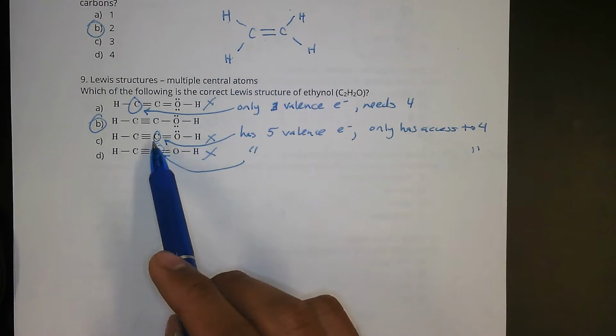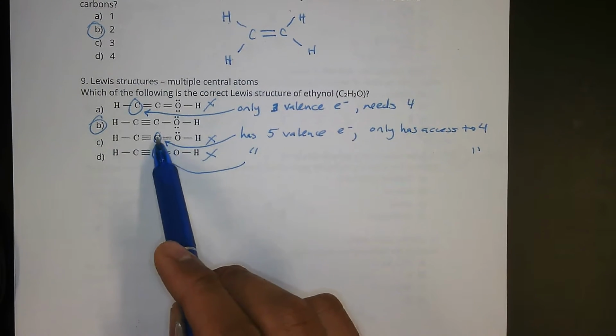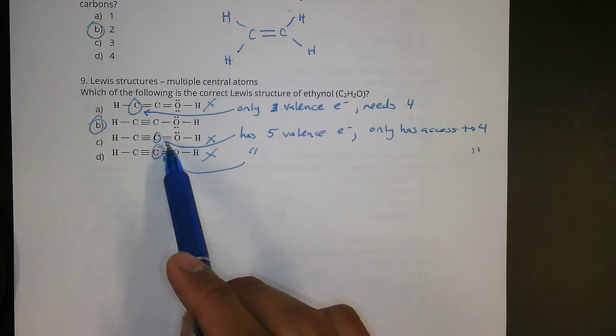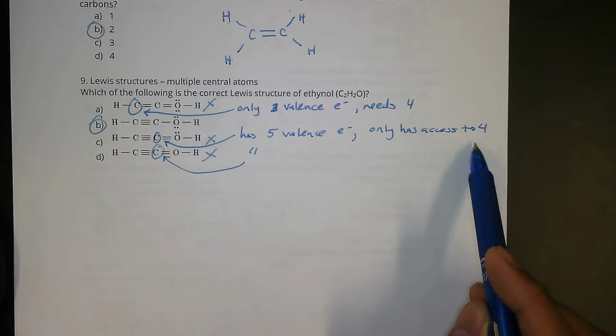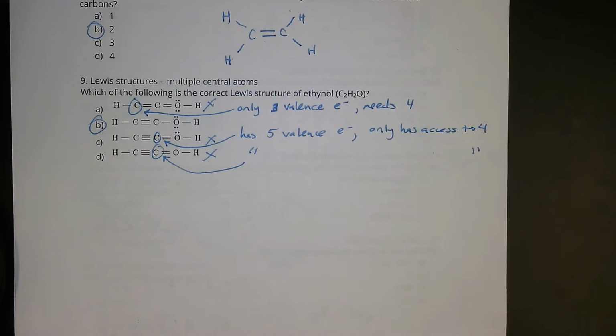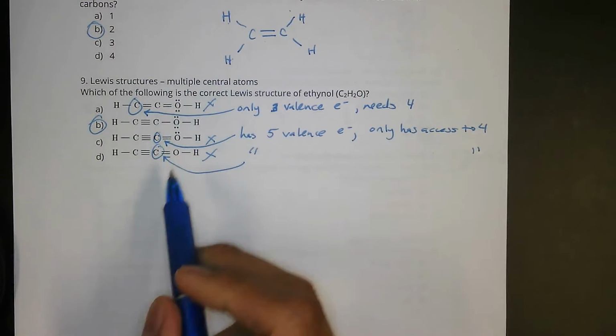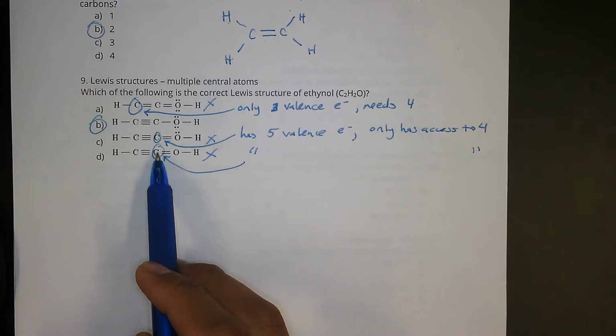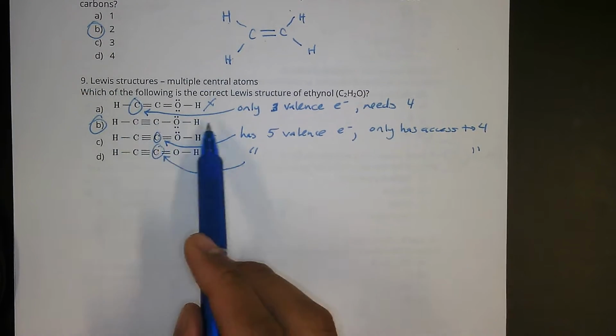Letter C would be incorrect because this specific carbon has 5 bonds around it. 1, 2, 3, 4, 5. But carbon only has 4 electrons to contribute to the bonds around it. And the same thing goes for this one. It has 5 bonds around it, but it's only able to contribute 4. So then my right answer is this one.